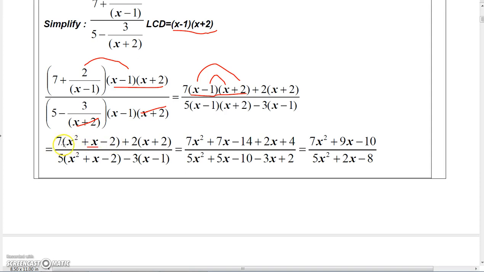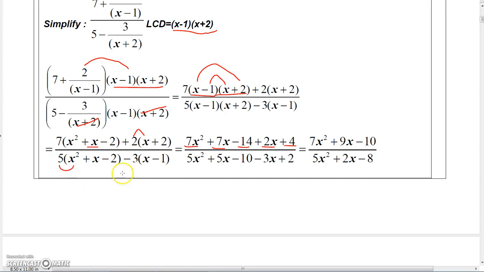So multiply this by 7, I get 7x squared. 7 times x is 7x, so I get 7x squared plus 7x, and then 7 times negative 2 is minus 14. Now I could have gone ahead and distributed this in this step, but I wanted to wait until I was ready to distribute the other expression. So here 2 times x is 2x, and then 2 times 2 here would be 4. Okay, now let's do the bottom.